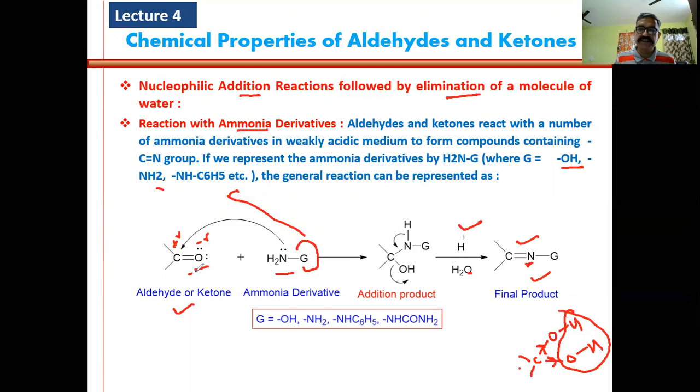C double bond O has been replaced by what, children? By C double bond N. The big G I have written here: if G is OH, it is called hydroxylamine; NH2, hydrazine; NHC6H5, phenyl hydrazine; NHCONH2, semicarbazide. One by one we will see these. These reactions we will study one by one.